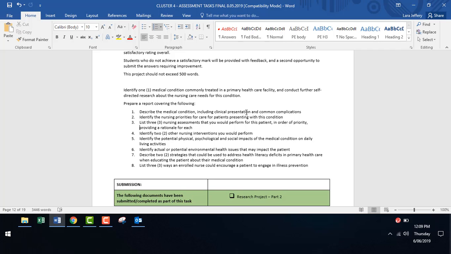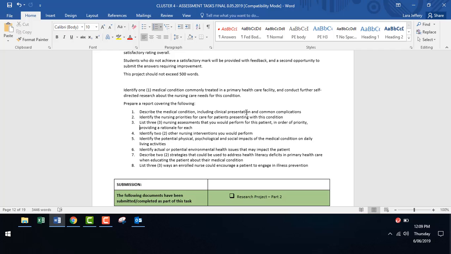Question 3, list 3 nursing assessments that you would perform for this patient in order of priority, providing a rationale for each. This is going down to your nursing assessment, your head-to-toe assessment. What you would do first, second and third, and tell us why, and in each assessment what you're doing and why. Question 4, identify 2 other nursing interventions you would perform.